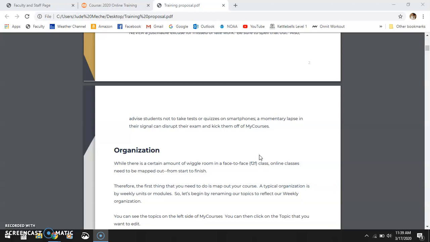Another thing that I personally do and that I would suggest that everyone do, warn students not to take quizzes or tests on their smartphones. I've had students in the past whose service blinks out for an instant and my course boots them out of the test. So warn them that when it comes to taking tests, when it comes to taking quizzes, they need to have a more reliable connection than just a signal from their smartphone.